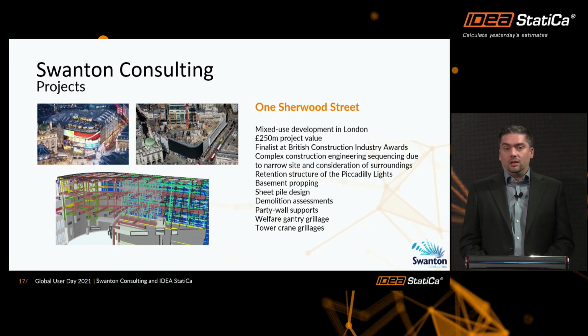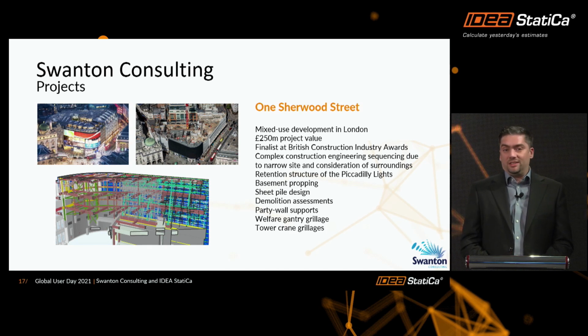And finally, 1 Sherwood Street, where you might recognize a certain London hallmark feature. It was a very complex and very constrained project with a very narrow space, and we needed to be considerate of the neighboring tenants, and there were live tenants on the footprint of the project.